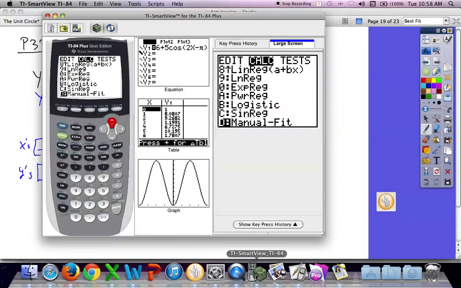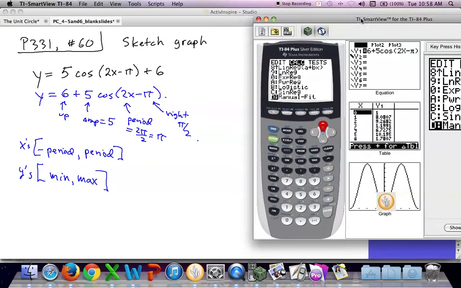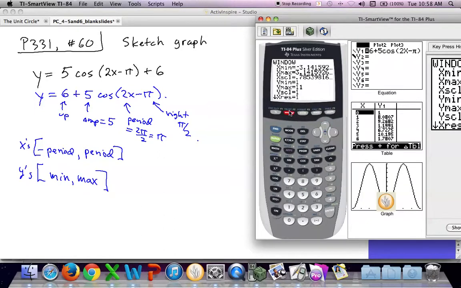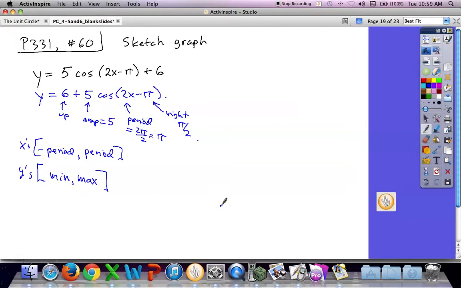So let me go to the calculator. Here's my window. I already got it set. Negative pi to pi. I think I put in pi over 4 just because I made the period less, but it doesn't really matter, as long as you got these the same. And for the min and the max, if I take a cosine function, which normally would have gone from negative 1 to 1, it would have looked like that. So the middle of the graph is 0.